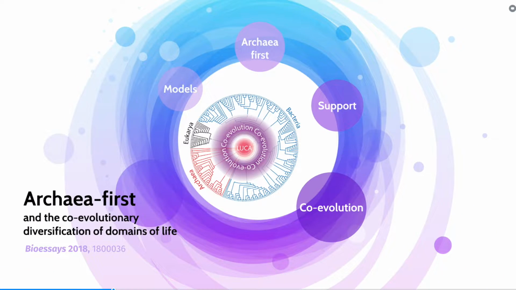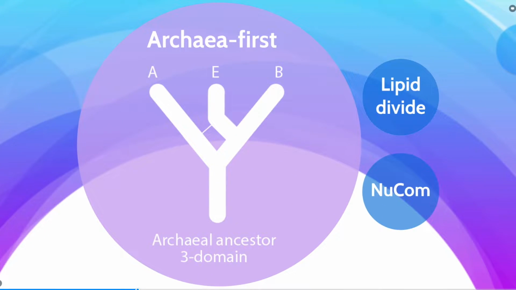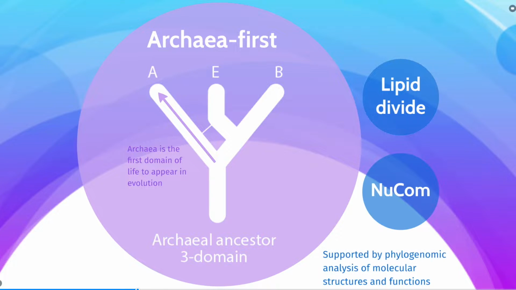Here, we present the Archaea-First scenario, in which Archaea is the first domain to appear in evolution. Eukarya and bacteria diversify later. This view is supported by phylogenomic analysis of molecular structures and functions. Archaea-First has considerable explanatory power, but has been an often neglected view of diversification of life.